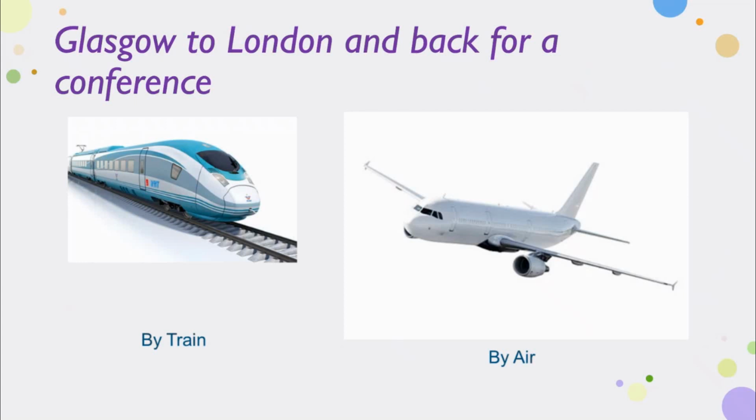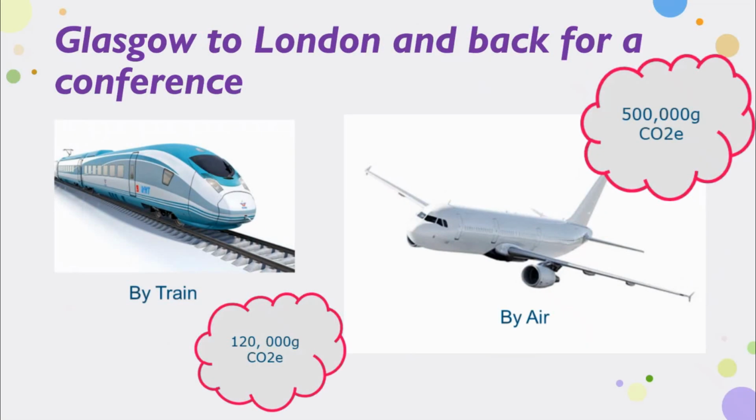How about this? An easy question. I've already given the answer to that before. Which one is least and which one is most? Plane, of course, would be a lot more than the train. A train would be about 120 kilos of CO2 emissions one way, and a plane would be about 500 kilos, or is it 0.5 tons, per person per travel?